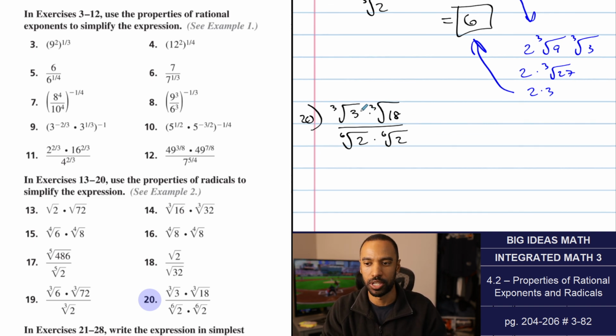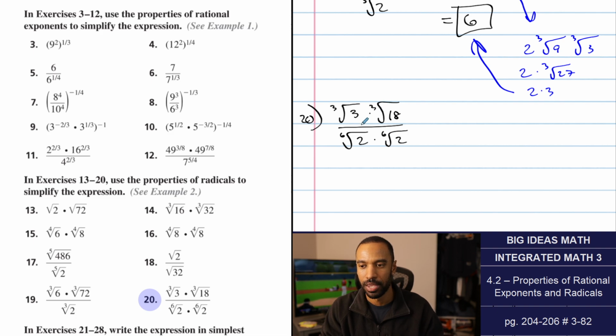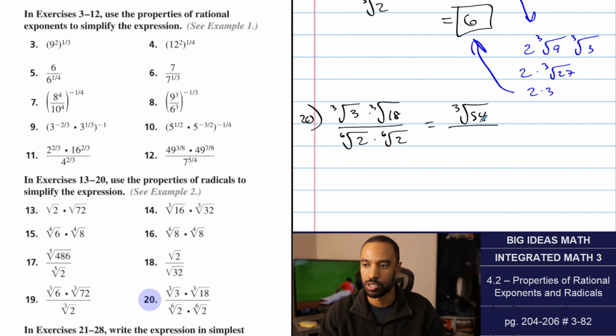So you have different radicals. I can't divide these unless I get the same radical. And I think it's one of those cases like the one we saw, especially because these are the same number. Let's work on that bottom. I'll do the top as well. I'll turn that into cube root of 54. Not the biggest of numbers.